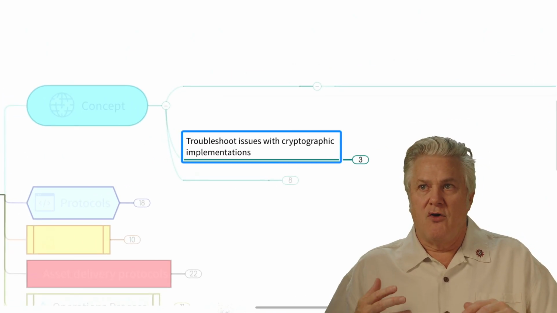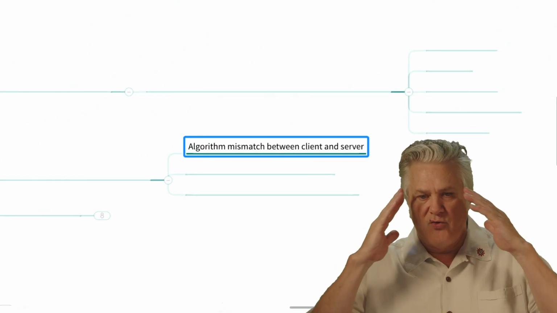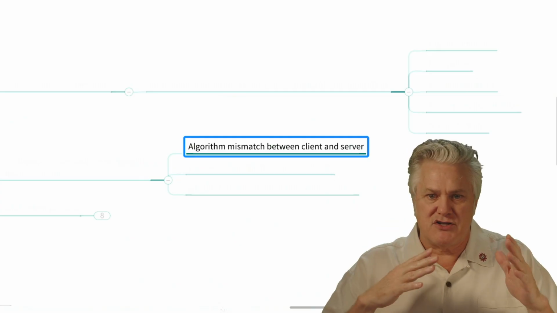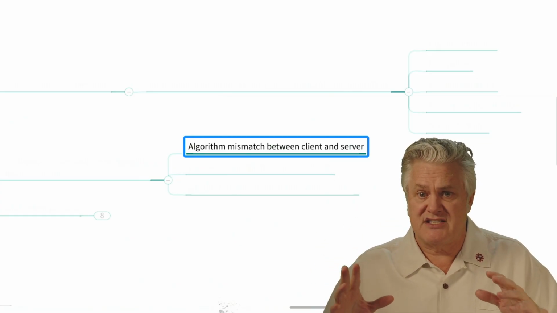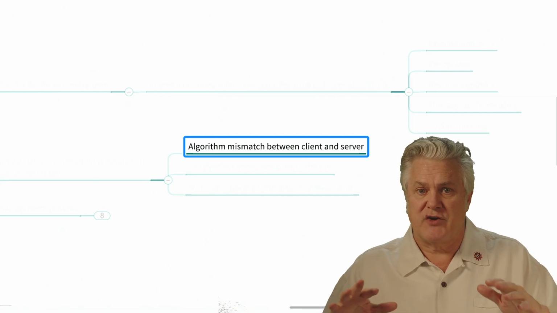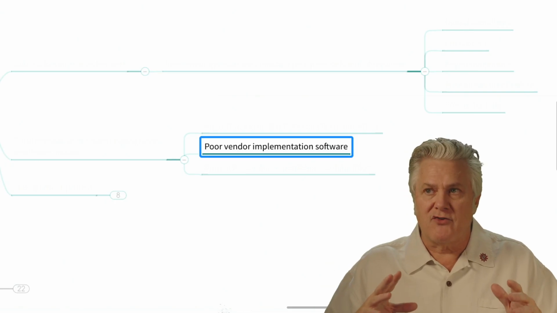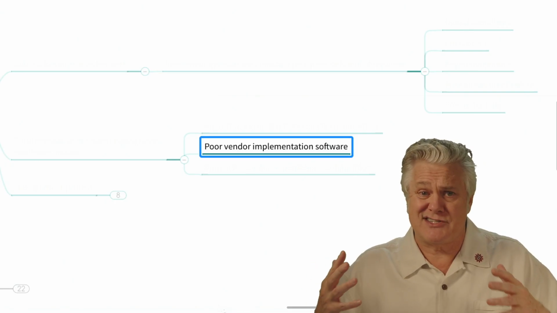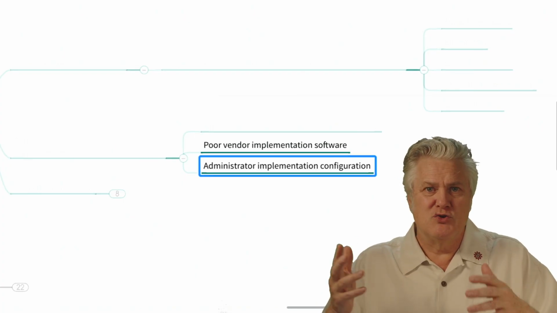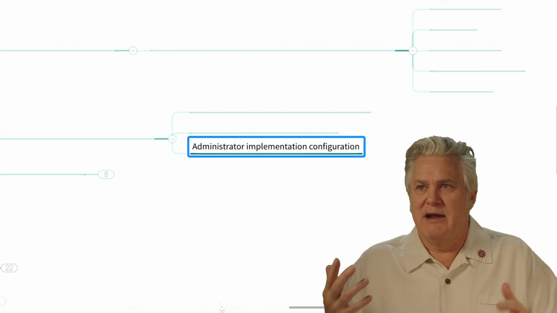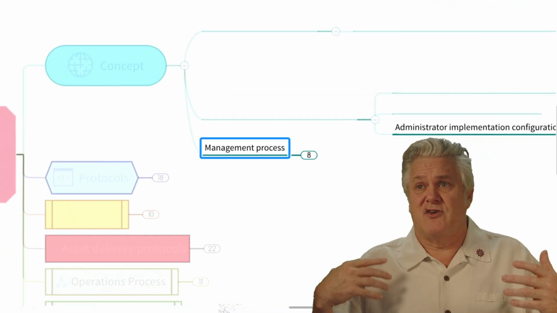You also have to be able to troubleshoot issues with cryptographic implementations, like do I have the correct algorithm or is there a mismatch between the client and the server? This is happening very frequently these days with strict transports, HSTS. Poor vendor implementations of software. Sometimes vendors just suck at this and we have to get over that, and realize that we're going to have to build some kludges into what we're doing. Administrator implementation of the configuration. Sometimes we screw it up, so we've got to fix that as it goes along.